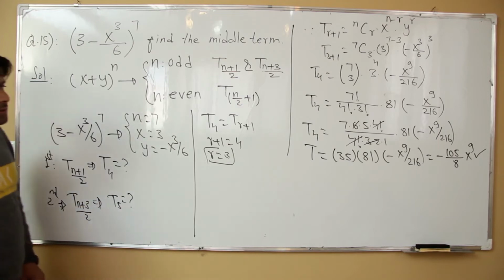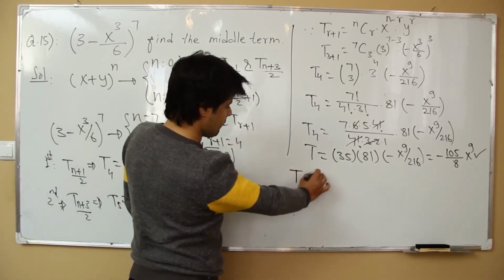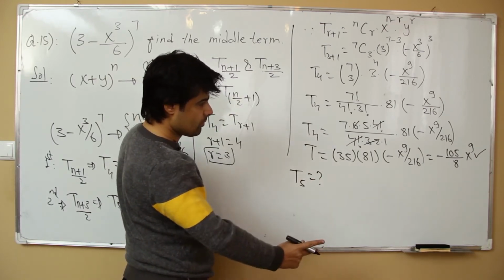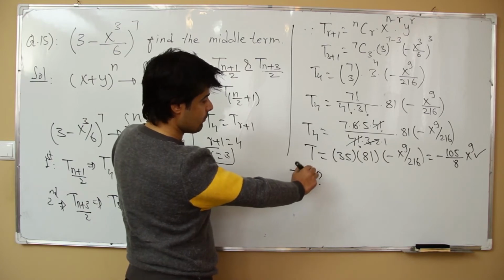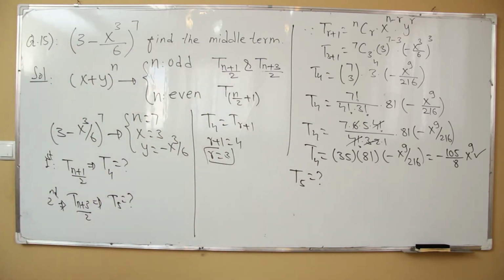Now, how can you simplify T5? It's your work. T5 is your homework. You have to find this one. We have two middle terms: the first one is T4 and the next one is T5. I think you have got it. Write it, please.